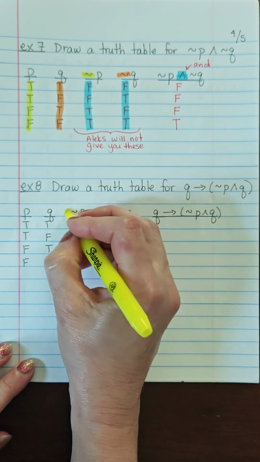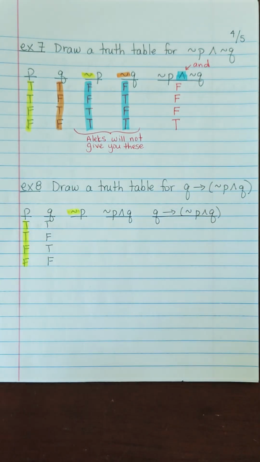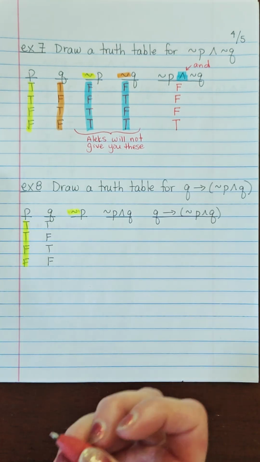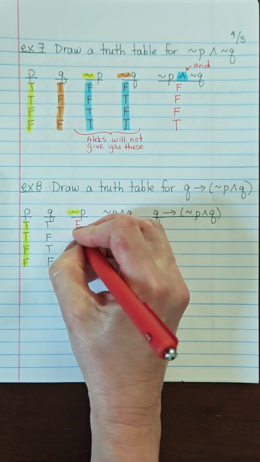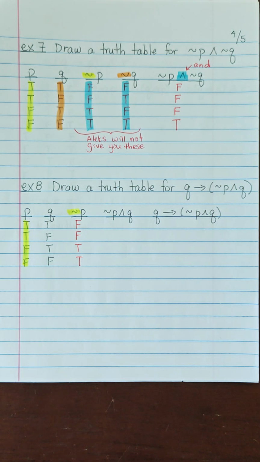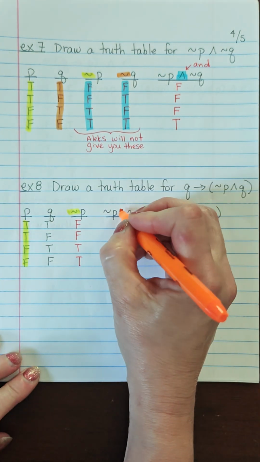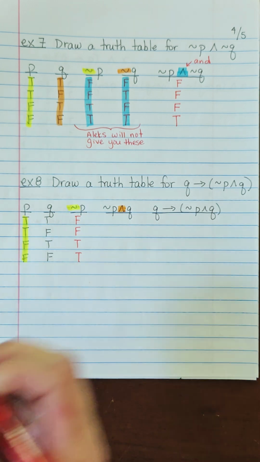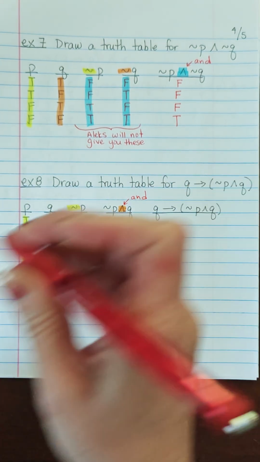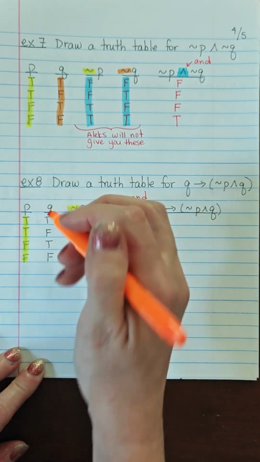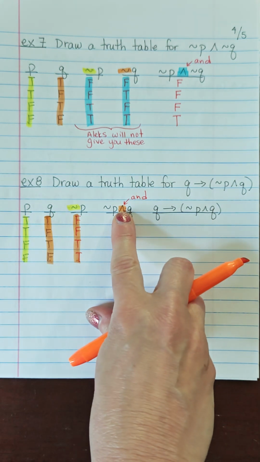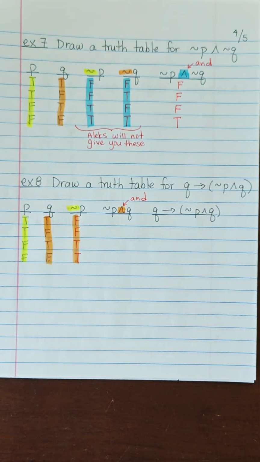All right, so first up is my negation of that column. We love the negations. Those are super easy. All right, the opposite of true, true, false, false is false, false, true, true. Next up is an and. All right, so that's an and, a conjunction. And that's going to be for my not P and Q. So that's the operation, and those are the columns that I'm going to do it to.